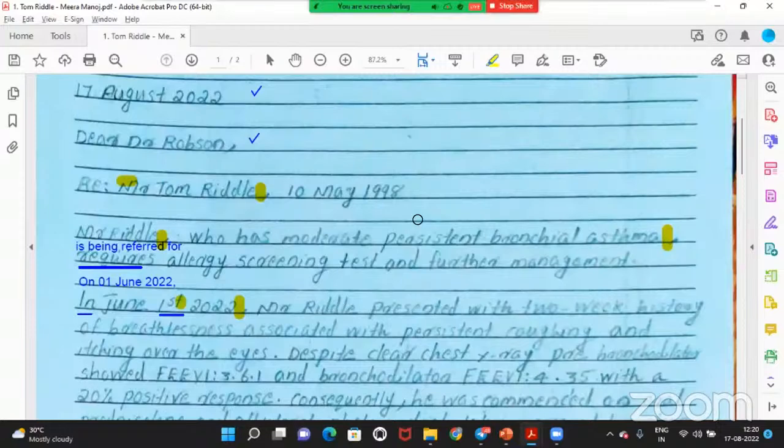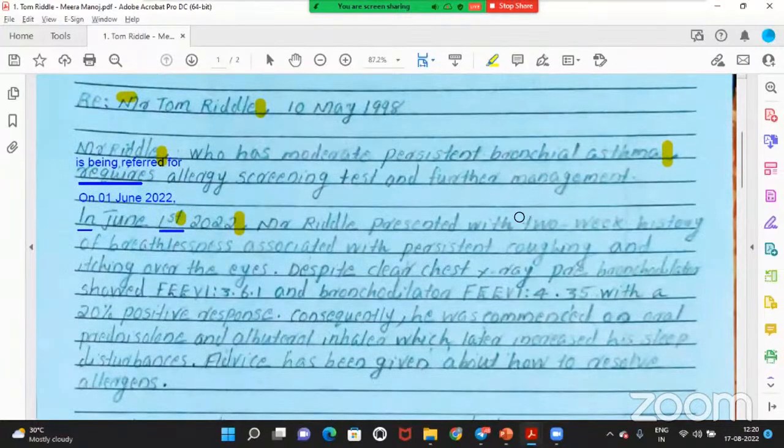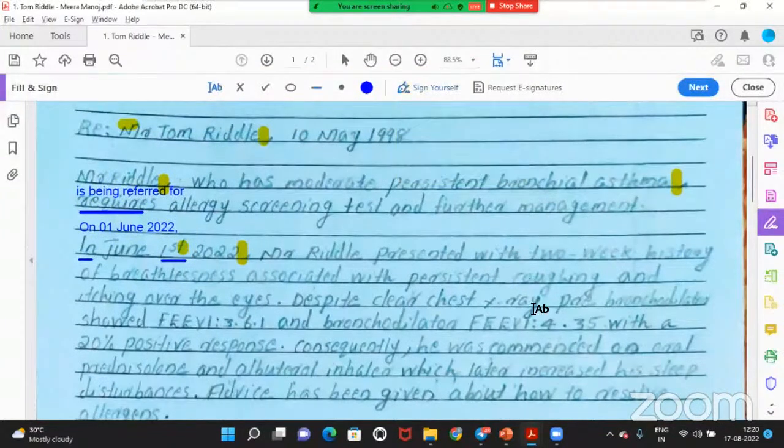Mr. Riddle presented with a 2-week history. A 2-week history. Correct your paper. A 2-week history of breathlessness. The "a" is there. A history, actually. In between, "2-week" is the adjective. A 2-week history. Very good.